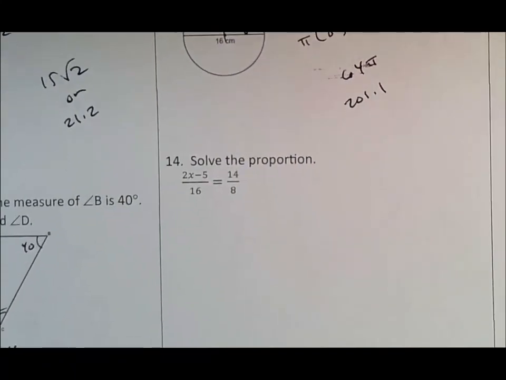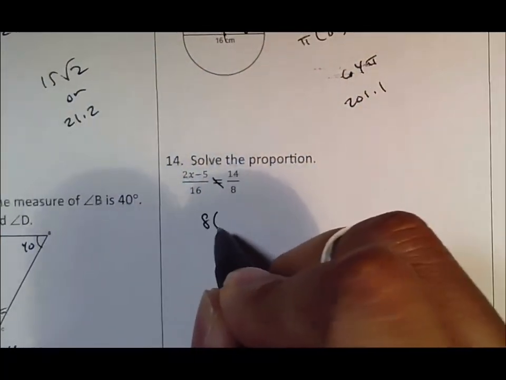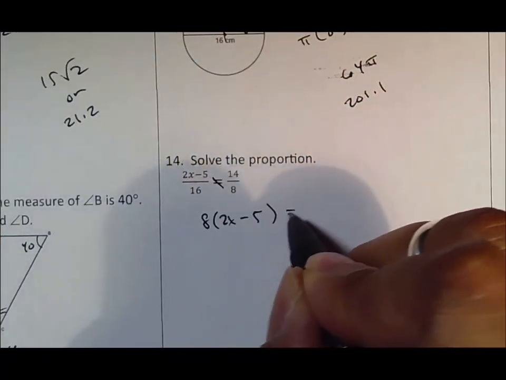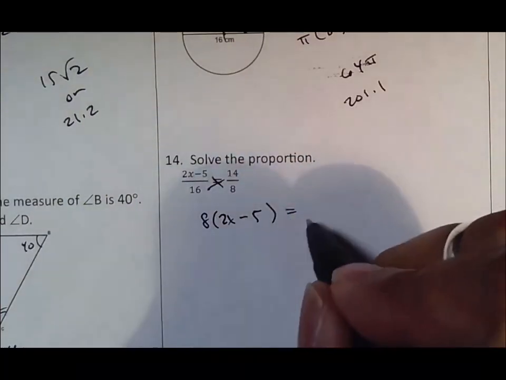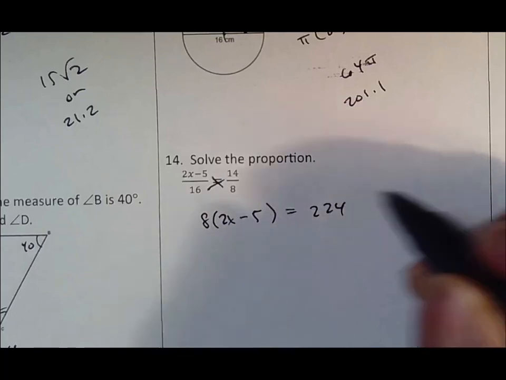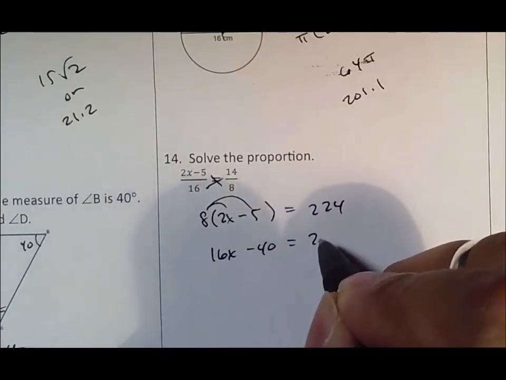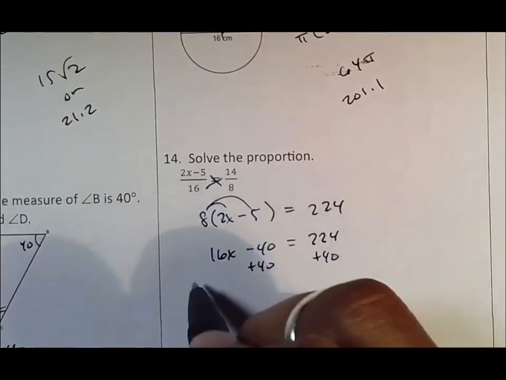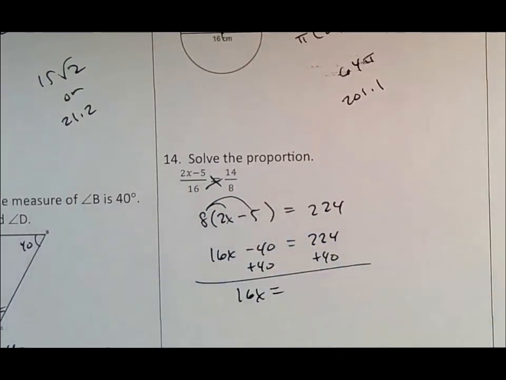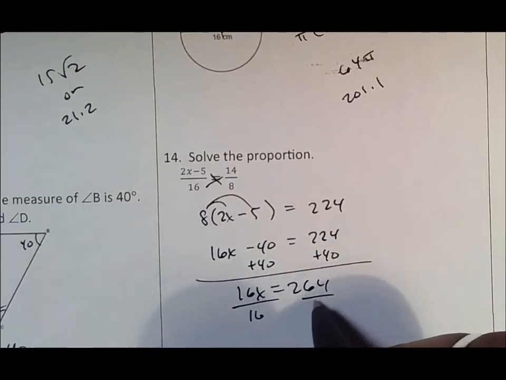Do not forget on number 14 that when you cross multiply, that 8 has to multiply by both 2x and 5. And 16 times 14, which we can again do in our calculator, is 224. And then from there, you just go ahead and solve. So that'll be 16x minus 40 equals 224. You then add your 40 to both sides, getting 264. You then divide by 16.